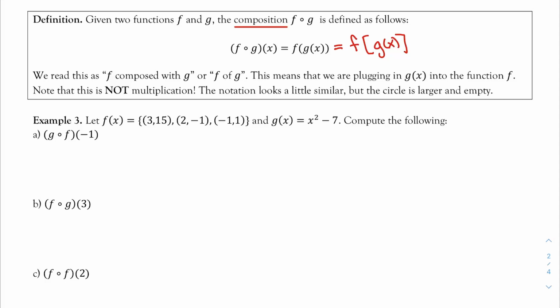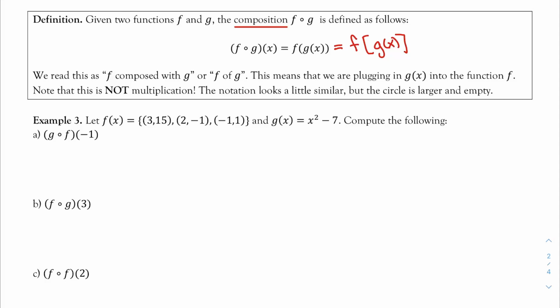So we read this as f composed with g, or just f of g. One thing I want you to be careful about is that this open circle is not multiplication. Multiplication does not have an open circle, so make sure you're careful about that. So let's see what happens with composition.